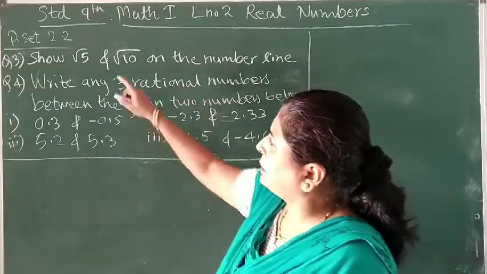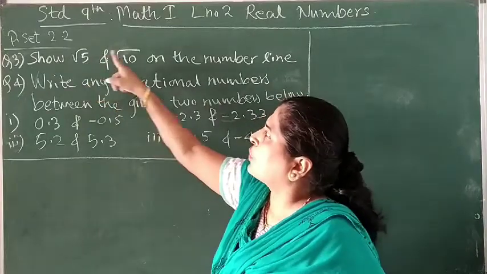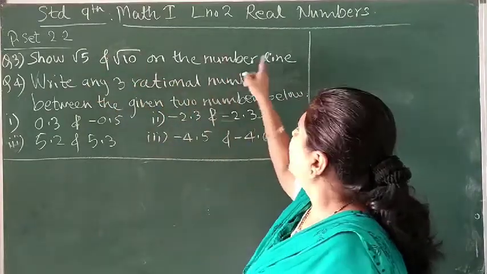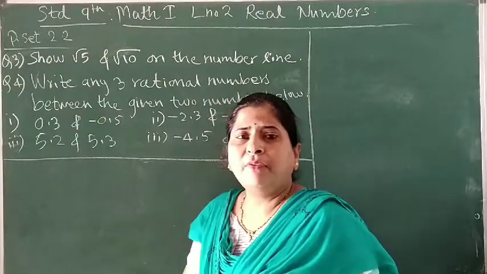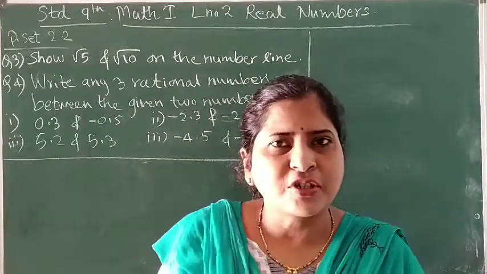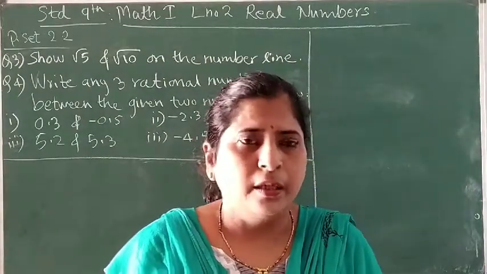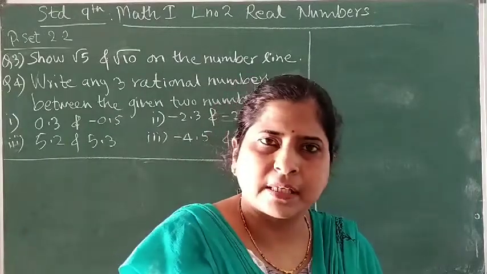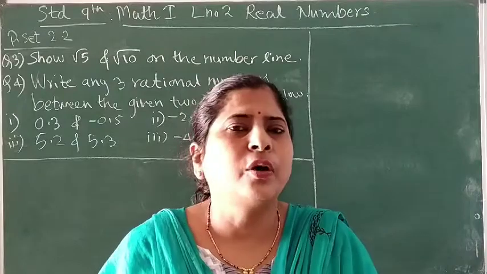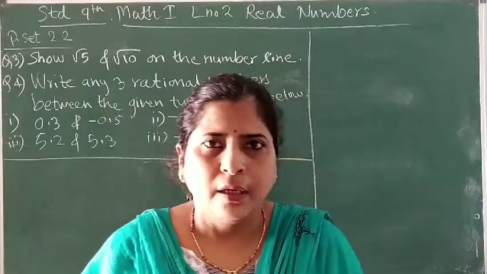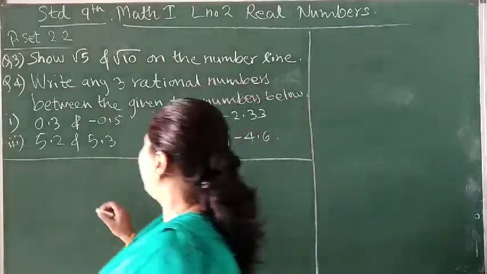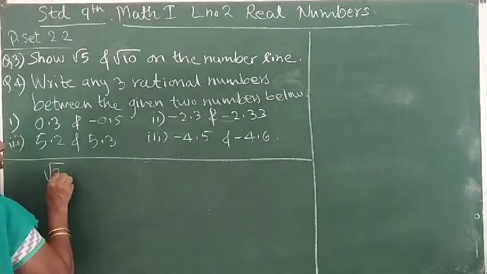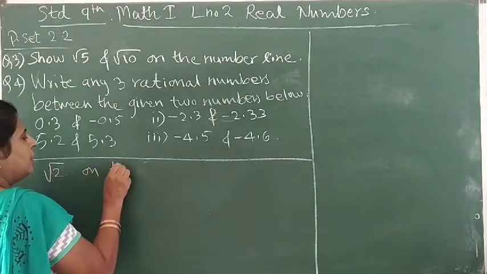Now in question number 3 it is asked to show square root of 5 and square root of 10 on the number line. Whenever we want to show such irrational numbers on the number line, how do we do it? Actually we have studied this part in previous class, standard 8, but still we are going to recall it quickly. First we have learned how to show square root of 2 on the number line.